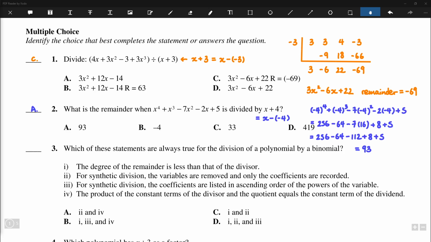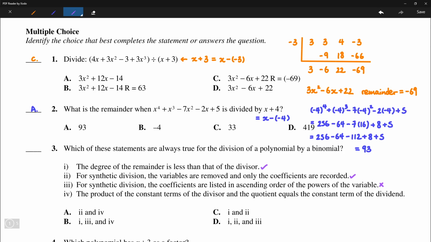Moving on to number 3. Which one of these statements are always true? The first statement, the degree of the remainder is less than that of the divisor. That is always true by the definition of polynomial division. Second one, as we saw earlier in synthetic division, the variables are removed and only the coefficients are recorded, so that's true. The coefficients are listed in descending order and not ascending order, so the third statement is false.